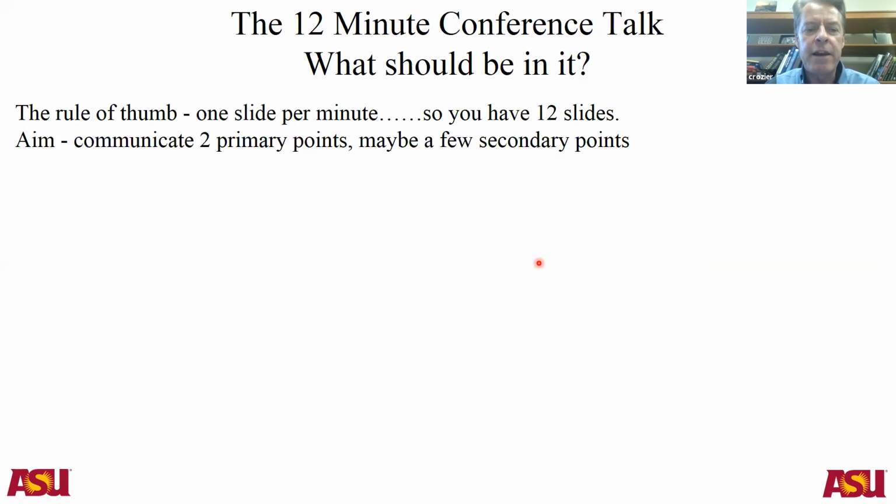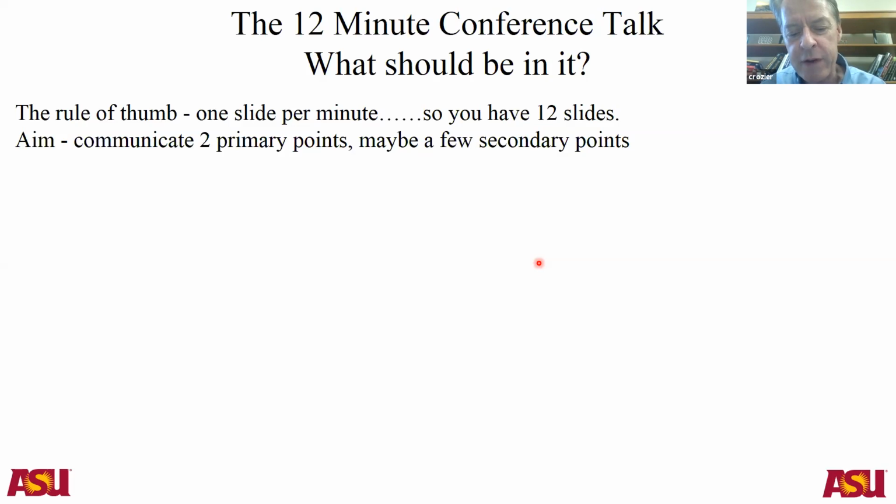And again, remembering this information efficiency concept, the rule of thumb is that you have 1 slide per minute. So if you have a 12-minute conference talk, roughly you can think about preparing something like 12 slides. And during the talk, you should probably really aim at communicating 2 primary points, and it's important to be clear on what you want to communicate.